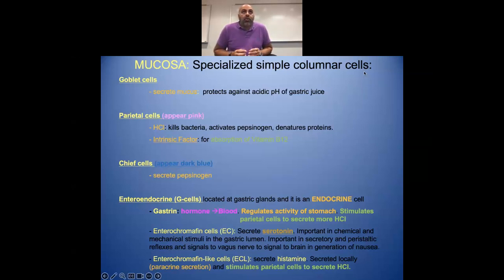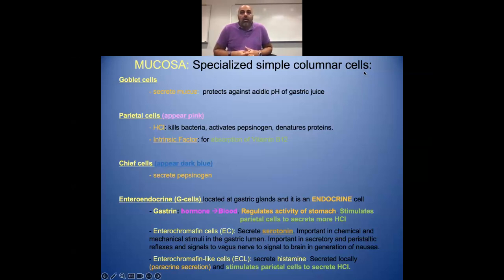Gastrin is released by the G cell, the endocrine cell, and stimulates the stomach. So we release this when we eat. And what it's stimulating is the parietal cell to produce HCl to break down the incoming food. So when we eat, gastrin, more HCl, more breakdown of food, specifically protein.